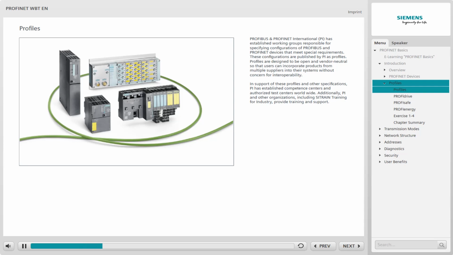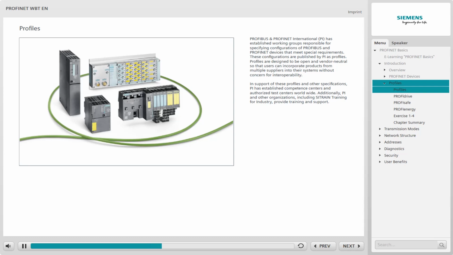Profiles are designed to be open and vendor neutral so that users can incorporate products from multiple suppliers into their systems without concern for interoperability. Another way to think about a profile is as an agreement among suppliers to produce products that comply with the profile specification.